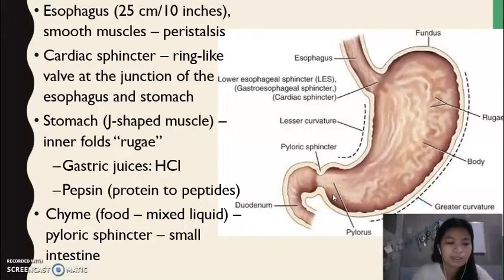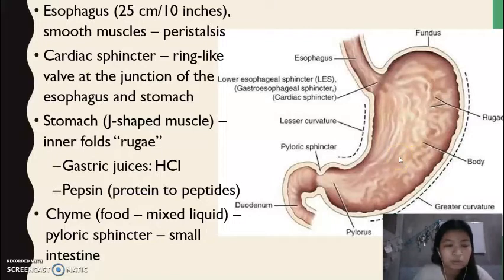Okay. So the stomach acts as a blender or a mixer. It churns and grinds the food, the bolus rather, into smaller pieces. This function is made possible through peristalsis of its strong muscles. So itong inner folds na yan, those are muscles. And still, peristalsis is being done here.